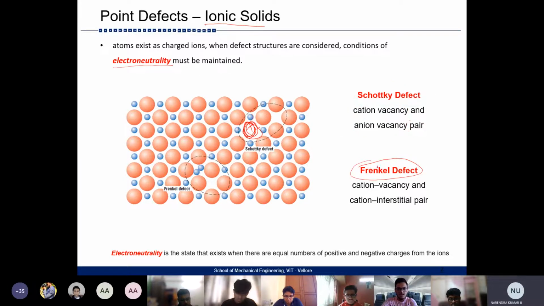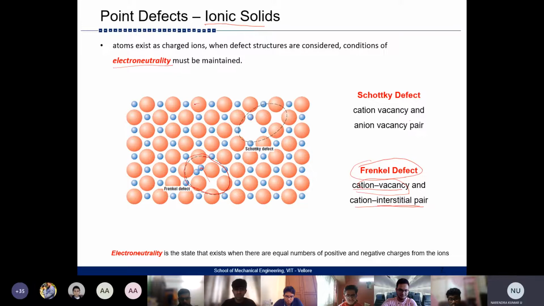The next one is your Frenkel defect. So you have a cation vacancy and a cation interstitial pair. Nothing but this cation vacancy is there, and this cation is going and sitting in an interstitial site somewhere else. So this is represented here. See, this blue one is sitting in the interstitial site. Then this is a Frenkel defect.